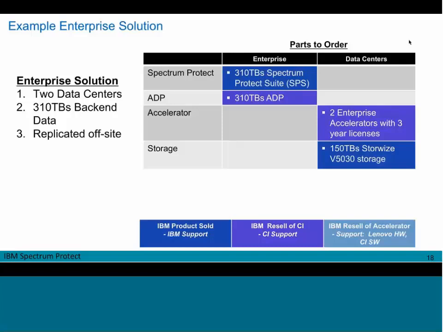Sufficient bandwidth was already in place, and so the solution came down to 4 very simple components: Spectrum Protect, 310 terabytes of that Spectrum Protect suite, 310 terabytes of ADP to match, the 2 enterprise accelerators, so primary and secondary site accelerators, and then Storwize V5030 deployed at both facilities, 150 terabytes. Those combined produce the entire purchase solution for the customer to be able to stand up, bolt them into the racks, and start consuming the data.